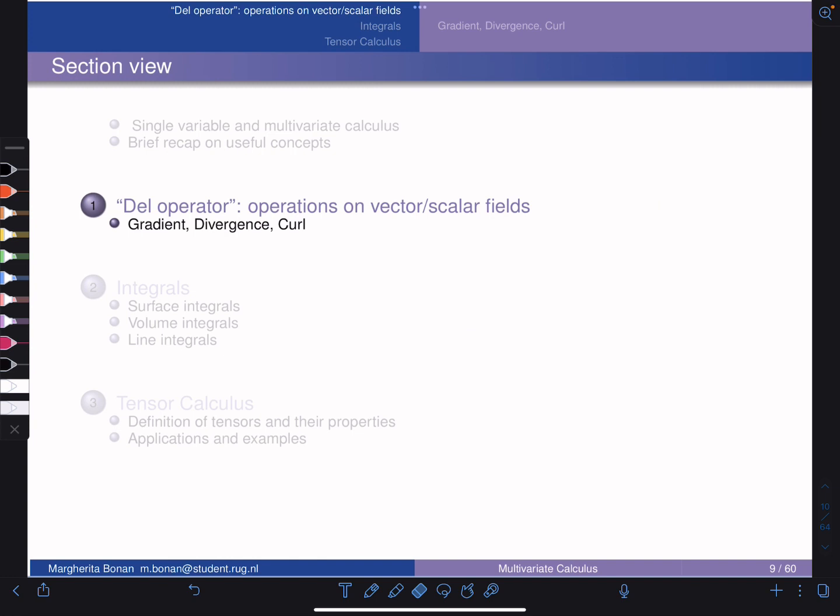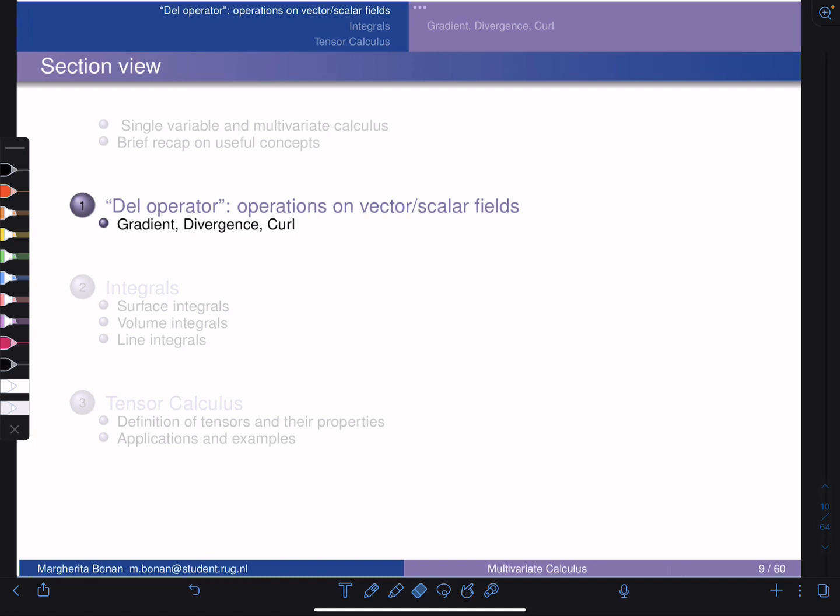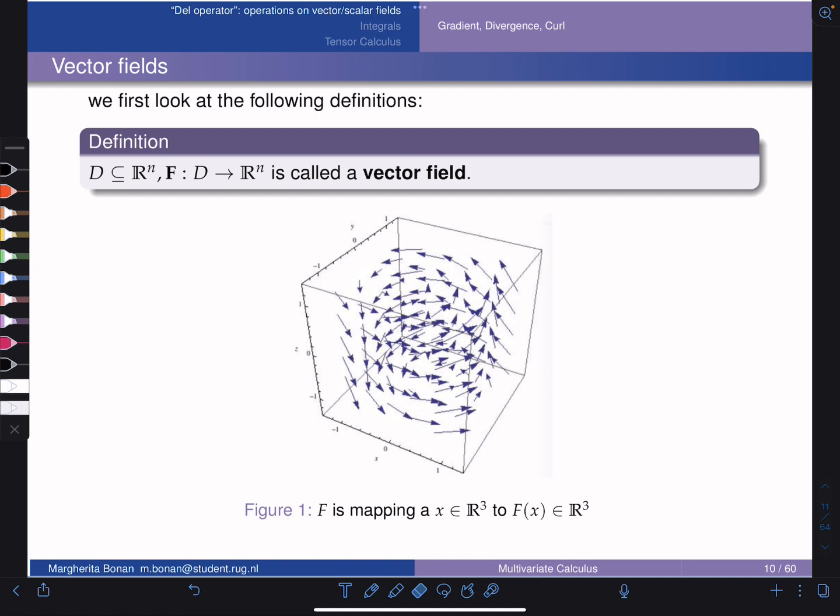Now we will analyze the del operator and show the operations that we can take on vector and scalar fields. We first look at what a scalar and a vector field are. So a vector field, given a subset D of Rn, is a function f that goes from D to Rn. So every point x in the space is mapped to f of x that is in the space. So basically at every 3D point is associated a 3D vector.